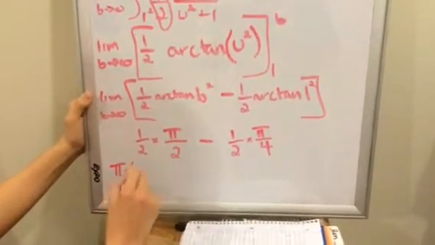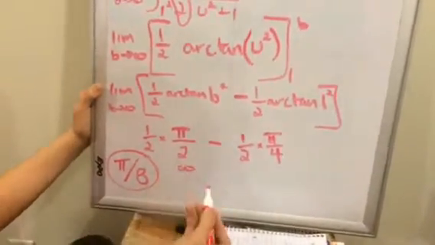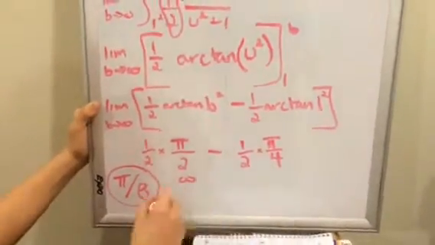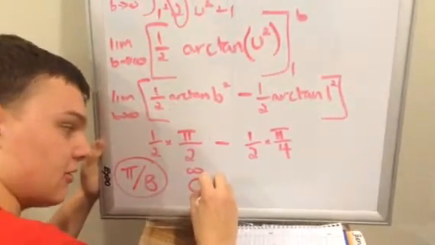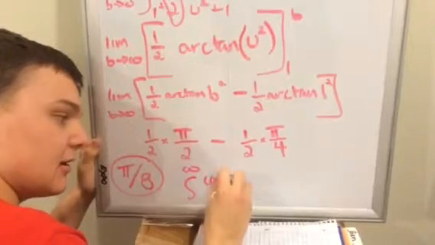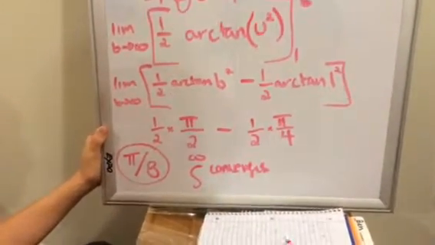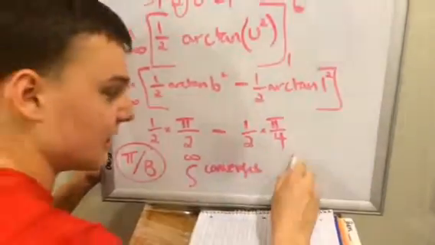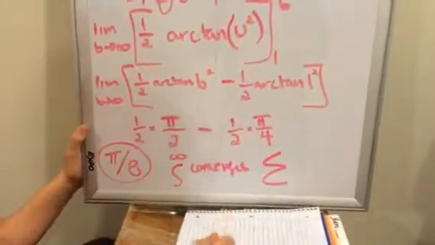Well, because we have a finite value here and not infinity or an undefined value, we know that our integral therefore converges. And using our integral test, we know that if the integral converges, the series must also converge.